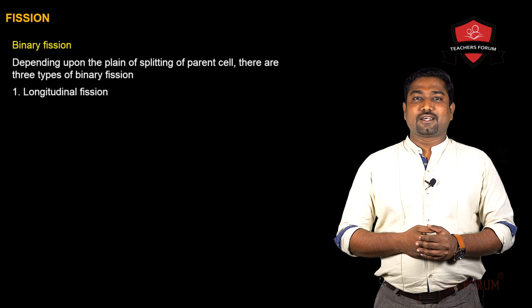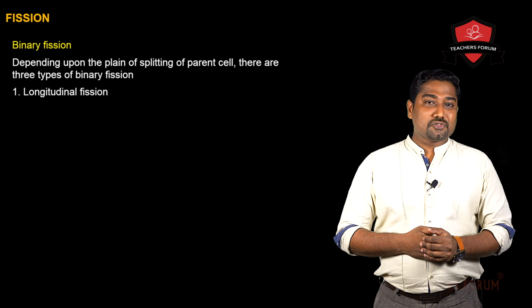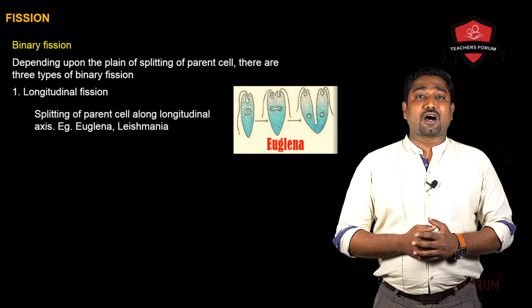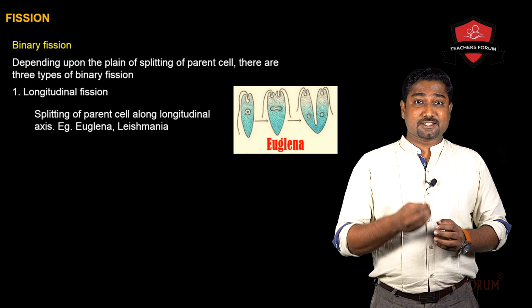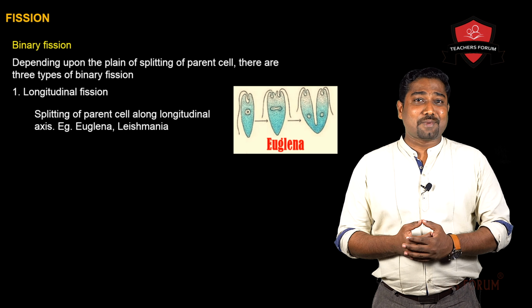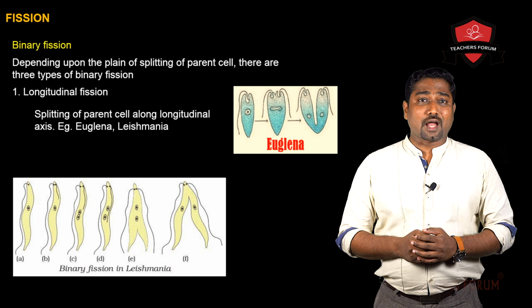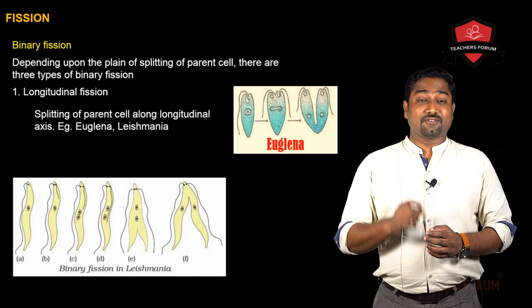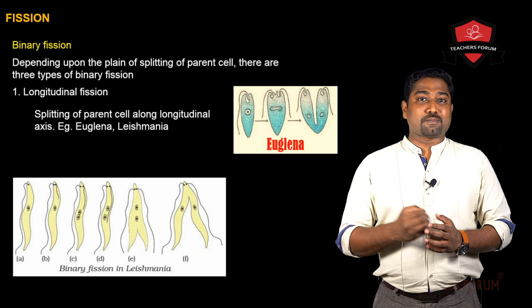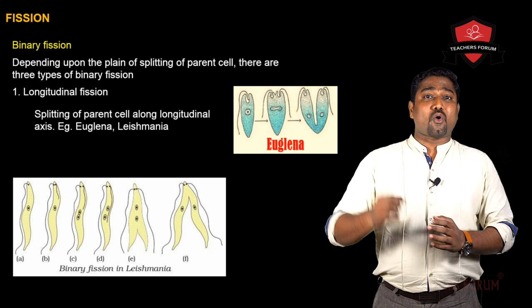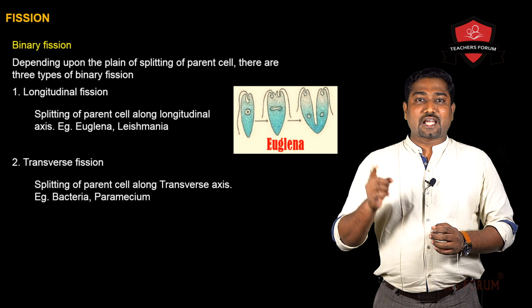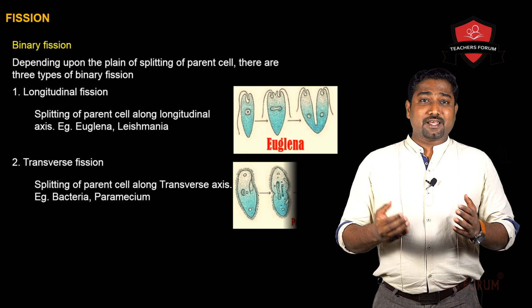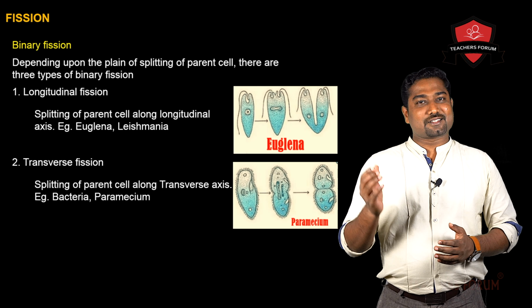The first one is the longitudinal fission. Here you can see the fission occurs along the longitudinal axis. Examples are Euglena and Leishmania. Leishmania causes a disease called Kala Azar, also known as black fever. There is a small whip-like, hair-like structure, the flagellum, at the end of the Leishmania. So the fission occurs along the orientation of that whip-like structure. Whereas in transverse fission, the fission occurs along the transverse axis. Bacteria and Paramecium are examples that come under transverse fission.